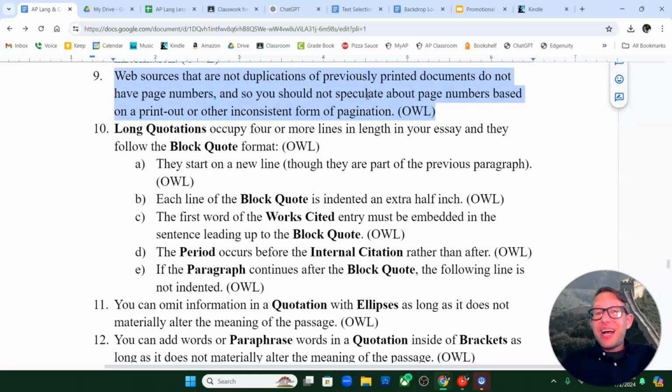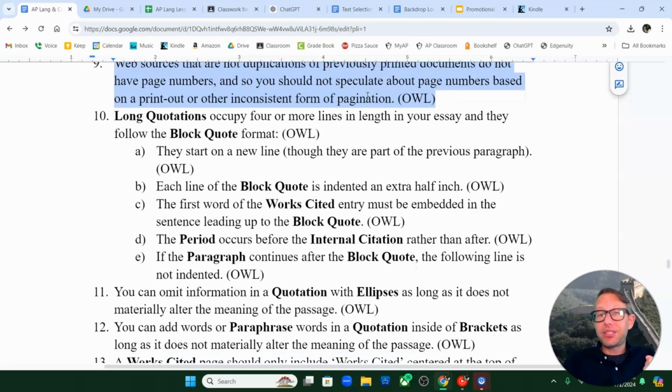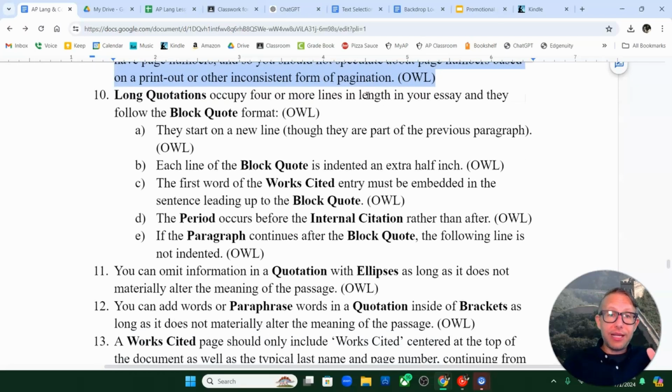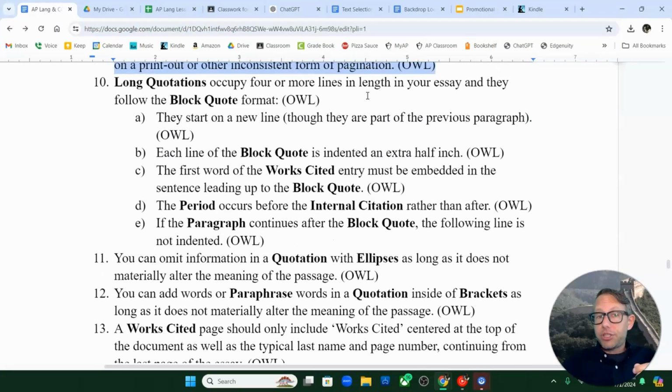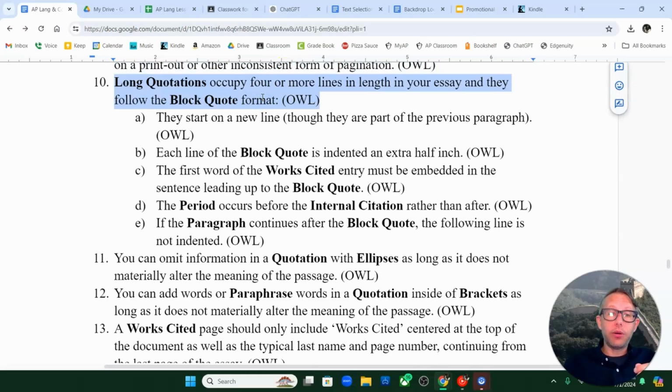Web sources that are not duplications of previously printed documents do not have page numbers. I kind of already mentioned this. This is a good repetition note to make sure it's on the back of your mind. So don't speculate about page numbers based on a printout or some other inconsistent form of pagination. I mentioned that to you before, so please make sure that you're not making stuff up just so that you always have a page number in an internal citation. That's not how things work, okay?